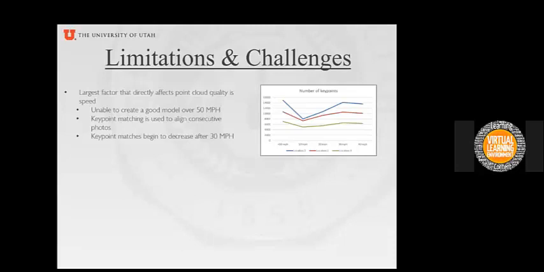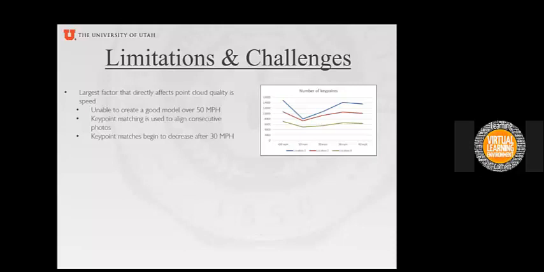Key point matching is essentially the program aligning points in consecutive frames to have a close alignment and reconstruct this point cloud. So the higher number of key points that you have aligned, the more accurate and better your point cloud model is going to be. And after 30 miles per hour, your key points begin to decline, which means it's harder to generate a model, and the models are not as accurate as they are at slower speeds.